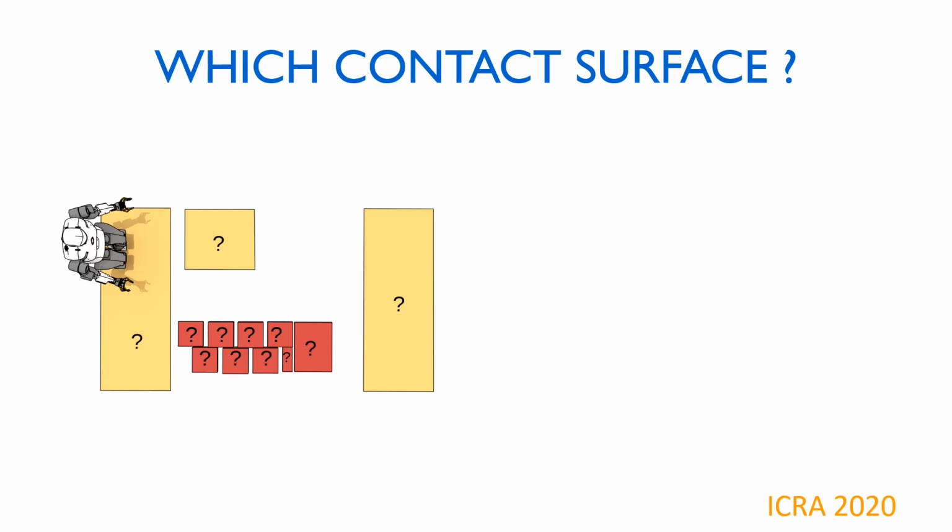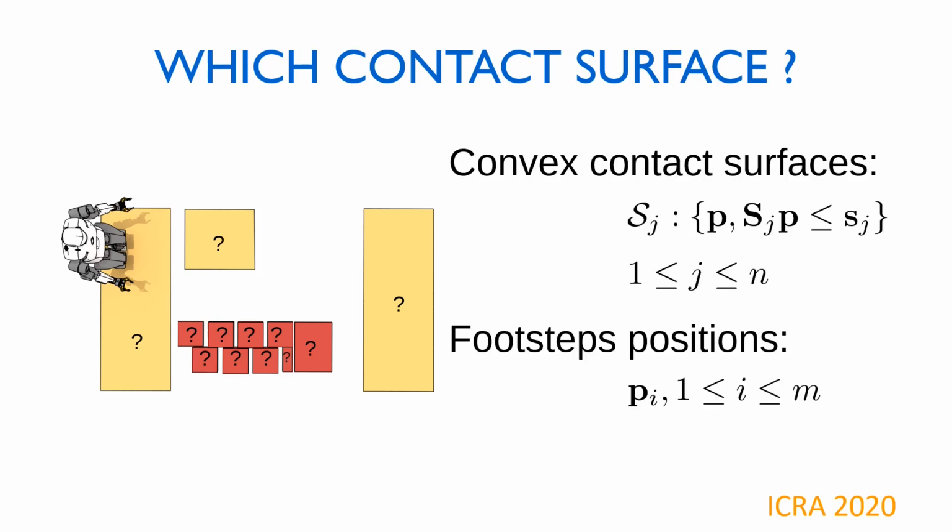Let's formalize the contact selection problem. We assume a quasi-flat environment with n candidate surfaces. We also assume that the surfaces are convex. As a result, a surface Sj can be represented by a set of linear inequalities. At each new phase i, we also associate one footstep position Pi, and we plan for m footsteps.